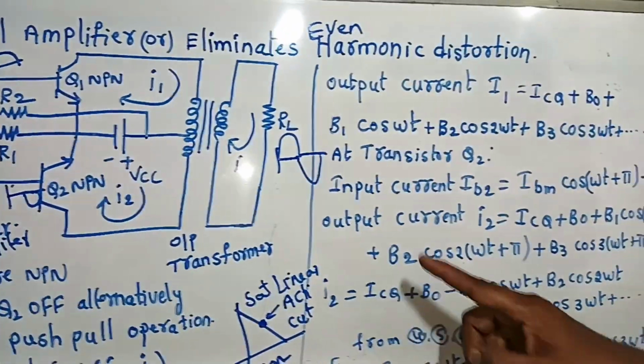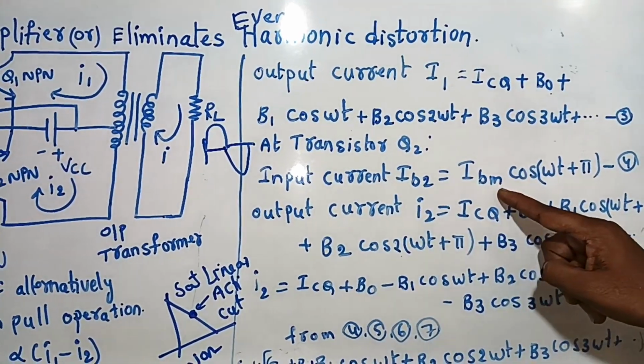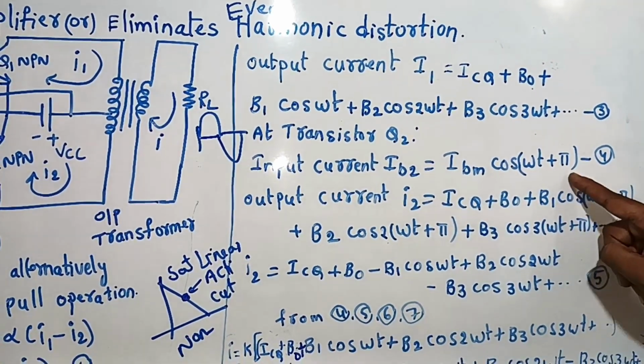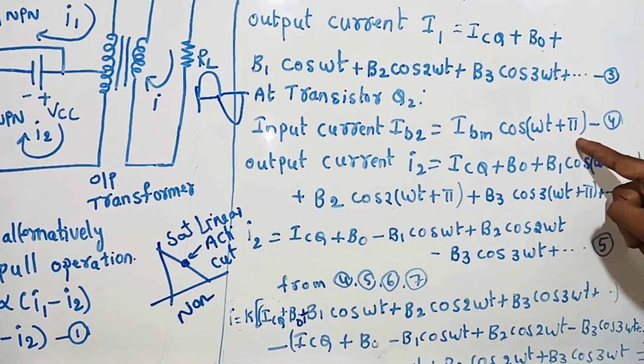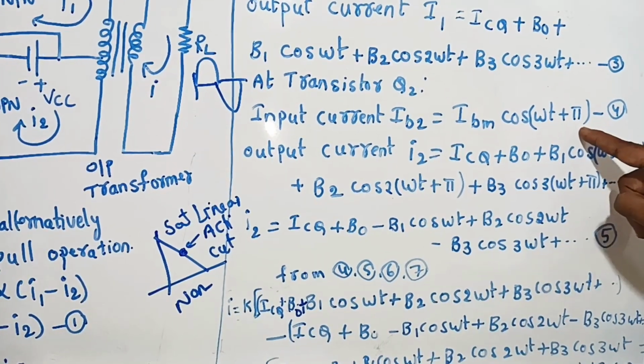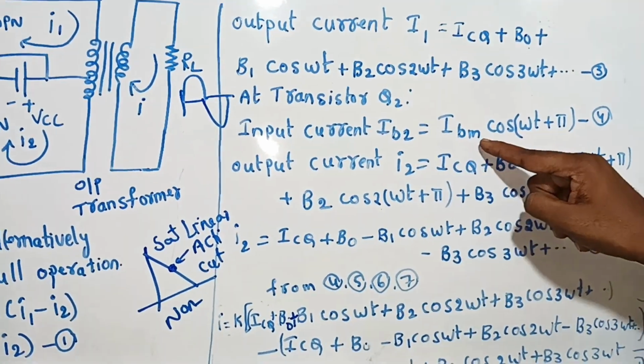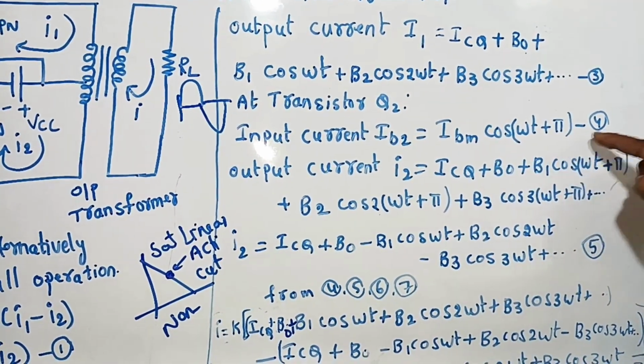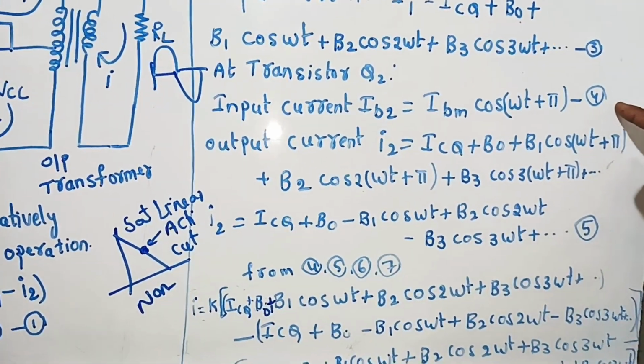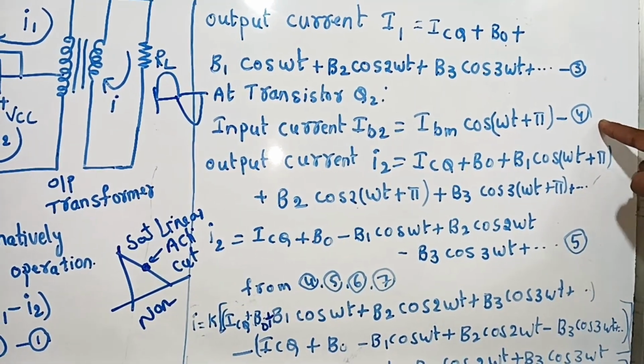IB2 is the same as before: IB2 is equal to IBM into cos omega t plus phi. Here we are getting a phase shift of 180 degrees. That is why we are taking plus phi. So IB2 is equal to IBM into cos omega t plus phi. This is the fourth equation, same as the second equation.